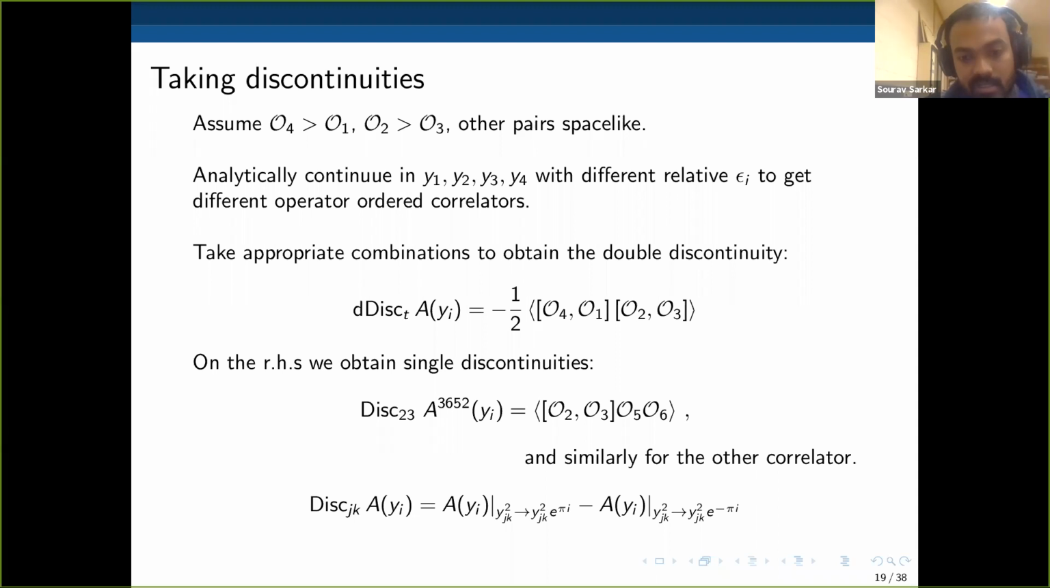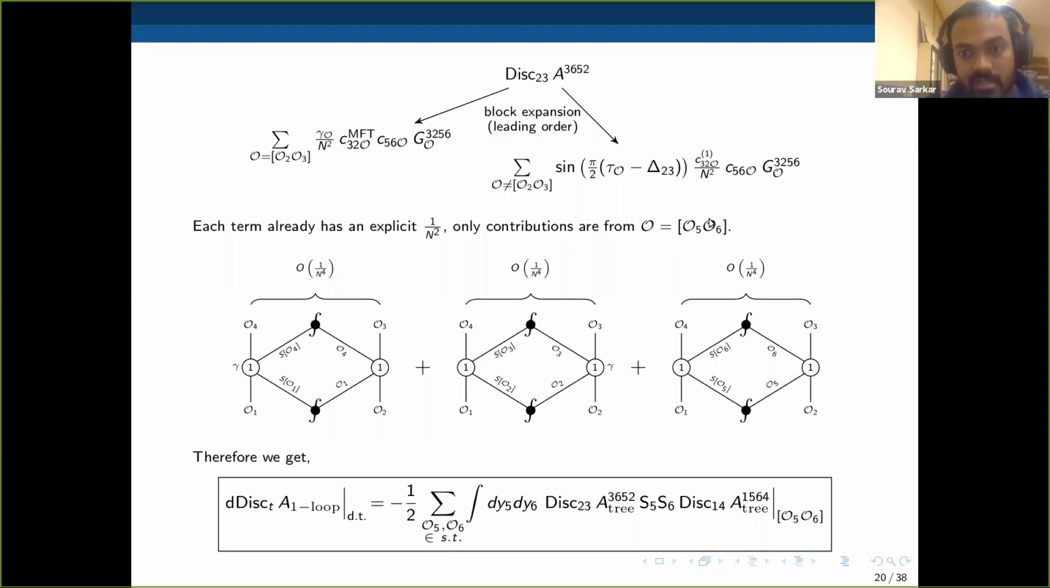And the important thing, the useful thing, is that this discontinuity has an easy action on the T-channel conformal blocks. So let's say we take the discontinuity here and expand this in conformal blocks: taking the disc will give me a sine, and taking the d-disc will give me two sines.